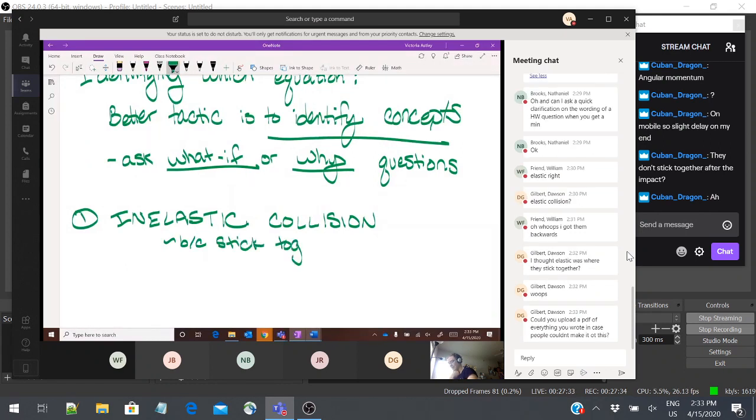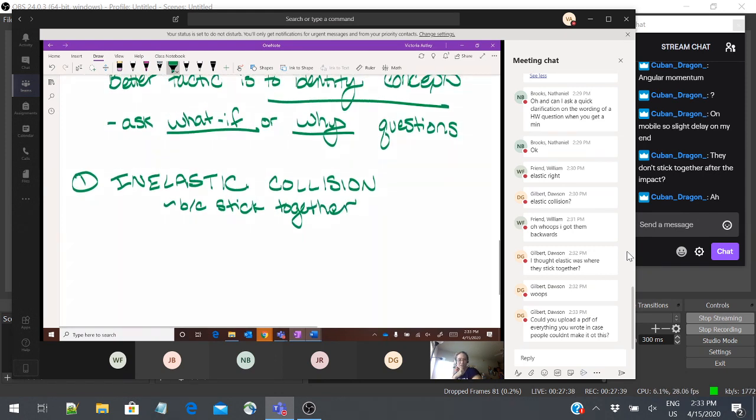Tell me if this is hard to read. I really like this sort of pen, but if it's hard to read, let me know. That's a good idea, Dawson. I can do that.